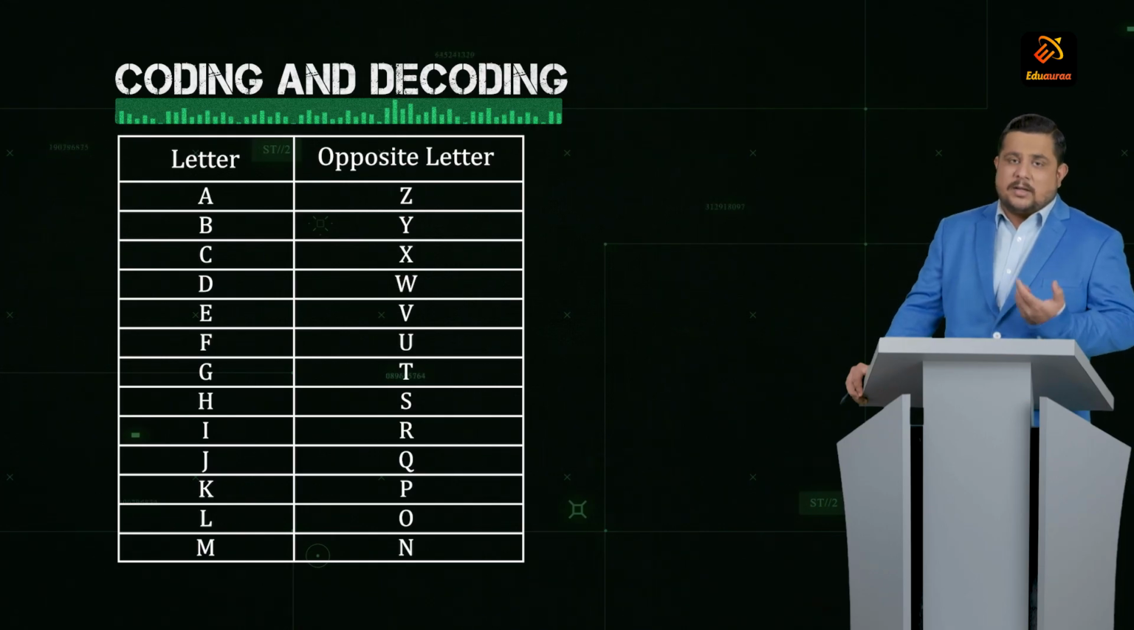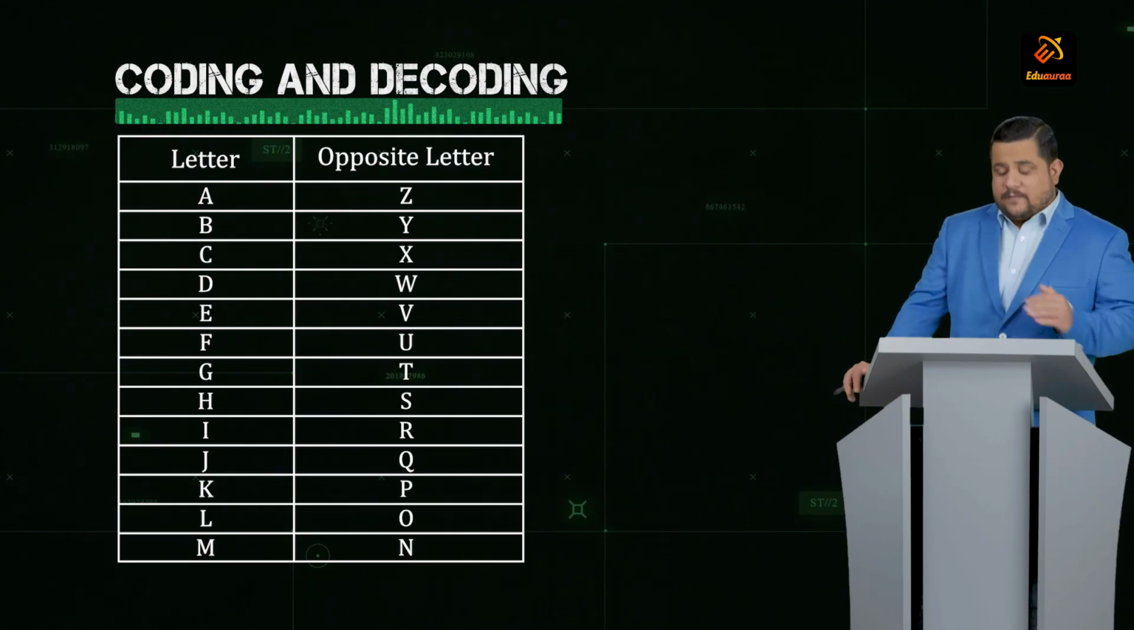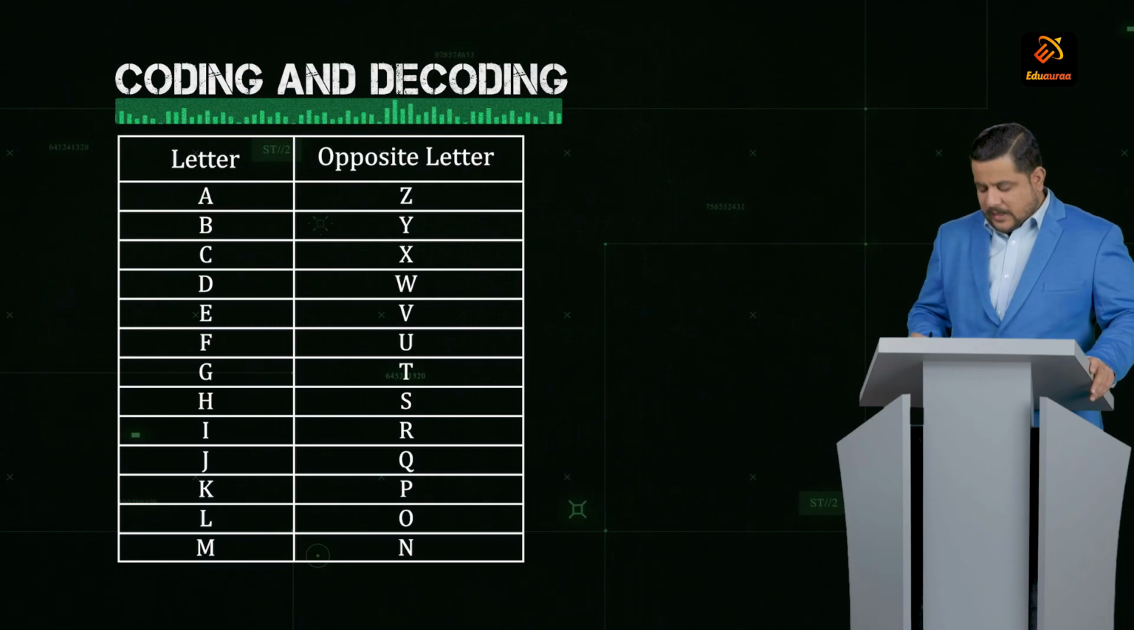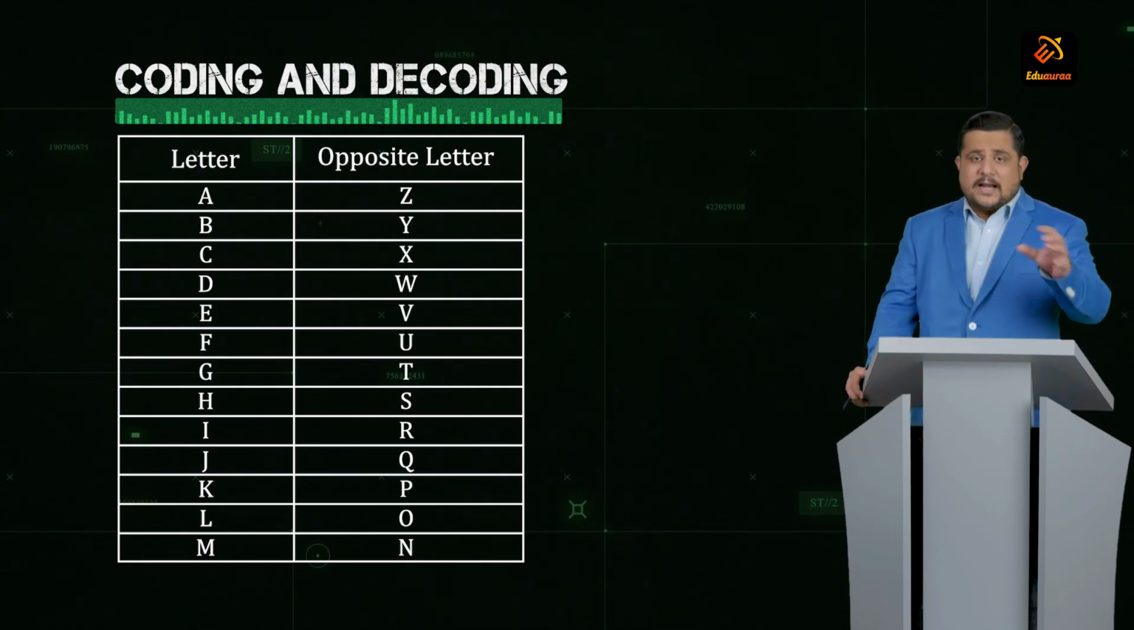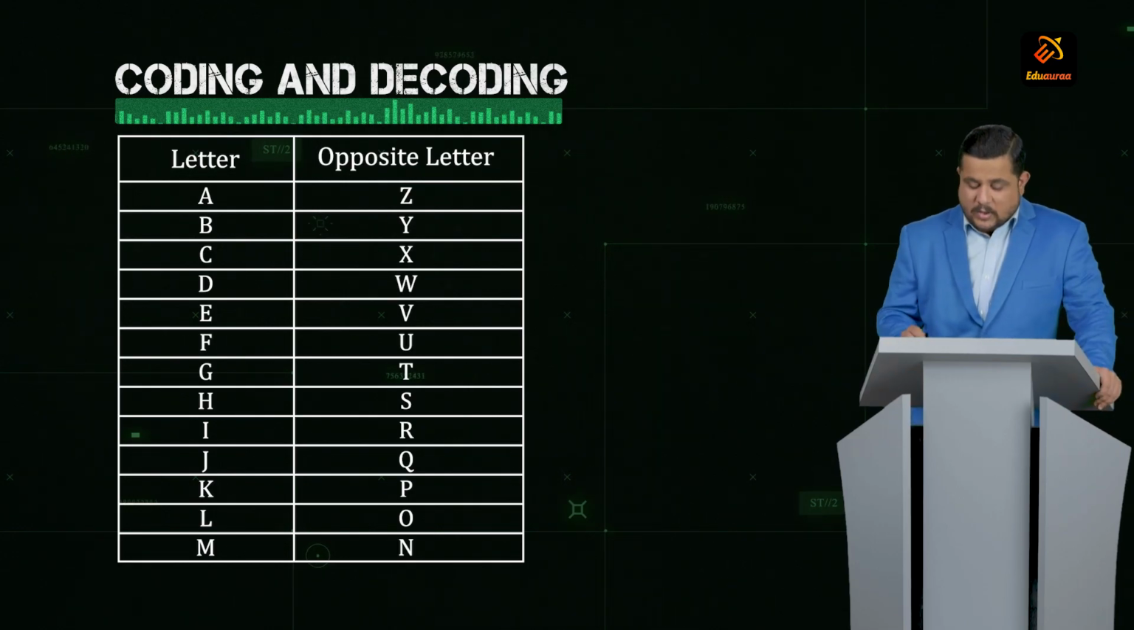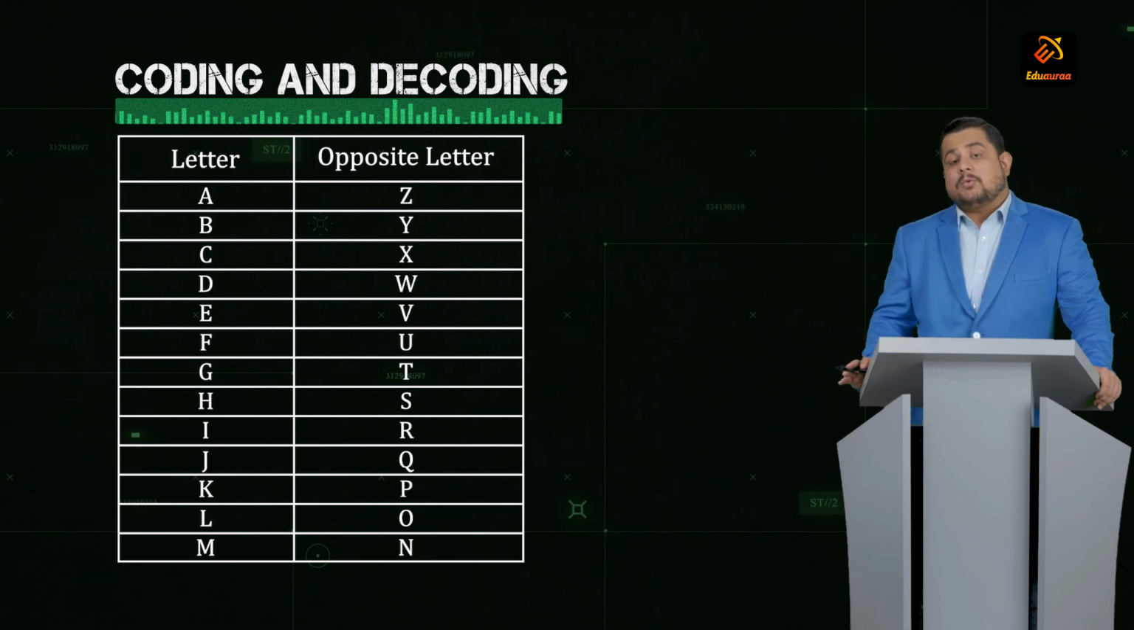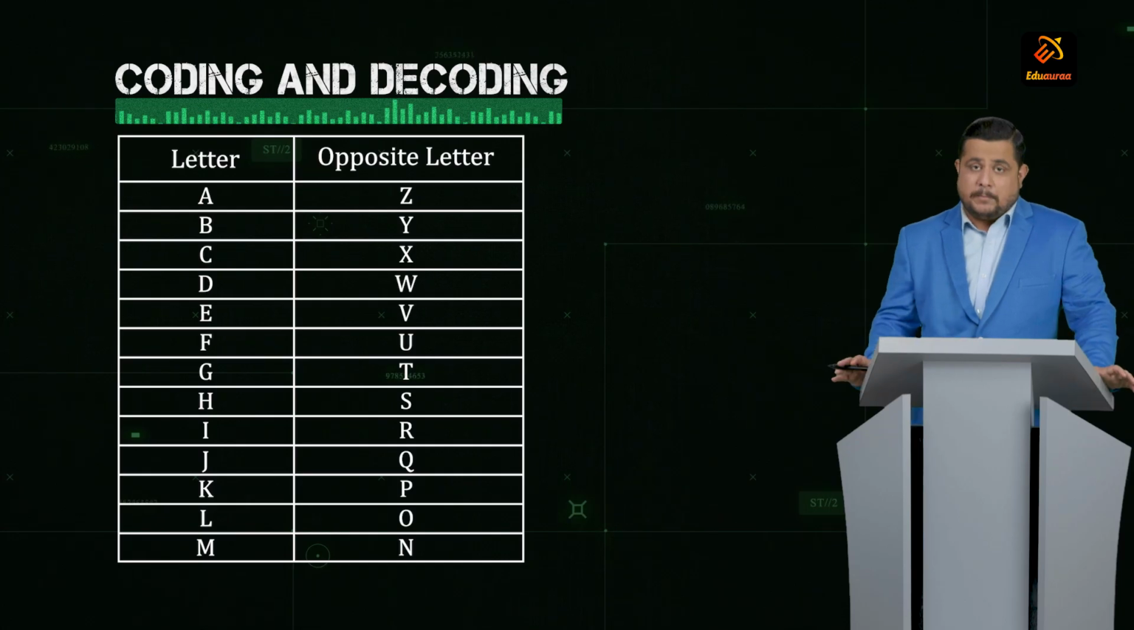Or M and N are what? Next to each other in both sequences. In the normal sequence, after M, N is there. And if we count in the reverse order pattern, after N, M is there. So they are opposite to each other. Like that you can easily remember this. I hope whatever we have discussed about opposite letters becomes very easy for you to remember.